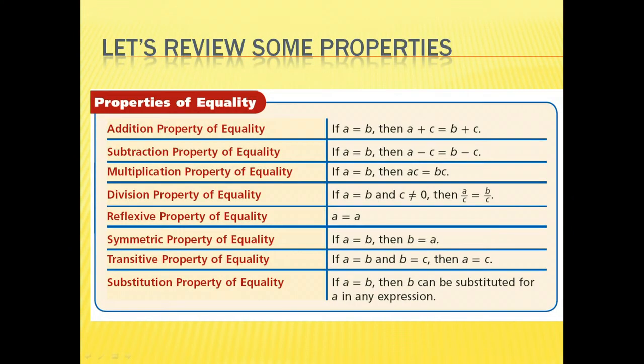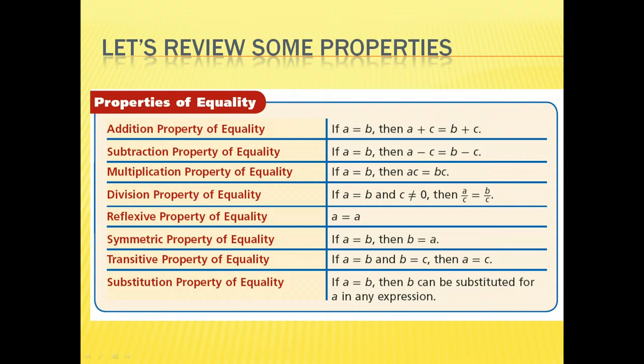We need to review the properties. We have the addition property of equality: if I add the same number to both sides of my equation, they're still equal. The subtraction property of equality: if I subtract the same number from both sides, then I get a true statement. The multiplication property: if I multiply by the same number on both sides, then I get a true statement.